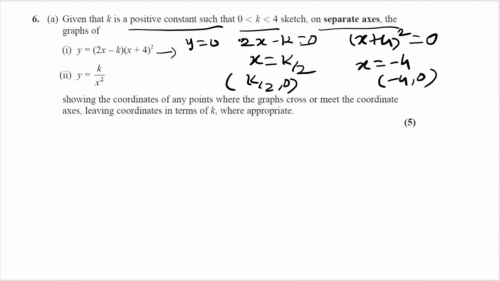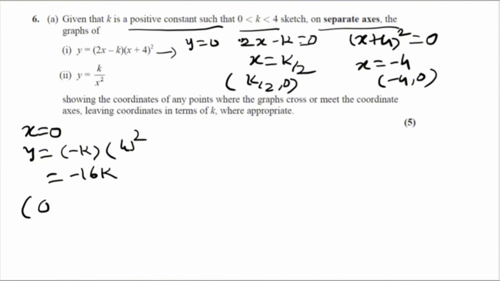Now to find where it intersects the y-axis, we are putting x is equal to 0. So we'll get y is equal to minus k times 4 squared, so minus 16k. So this curve is intersecting the y-axis at 0, minus 16k.